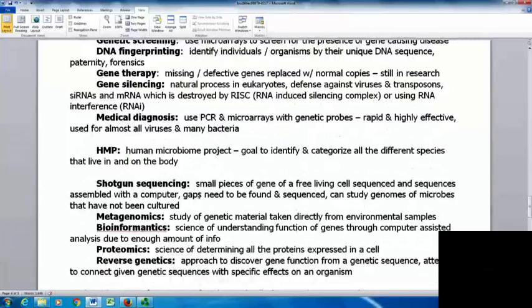With the Human Microbiome Project, the goal is to identify and categorize all the different species that live in and on the human body. So in the last few years, we've come to the realization that these microbes actually play a much bigger role in our health and our body function than we've given them credit for.